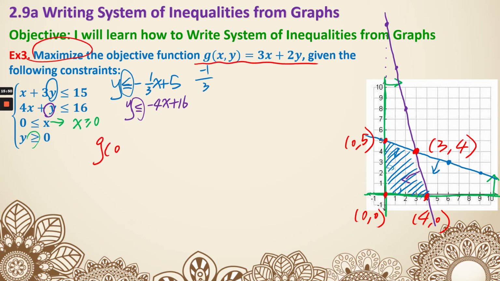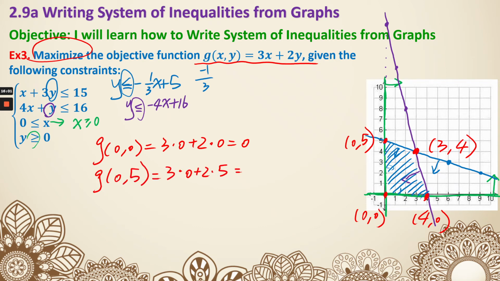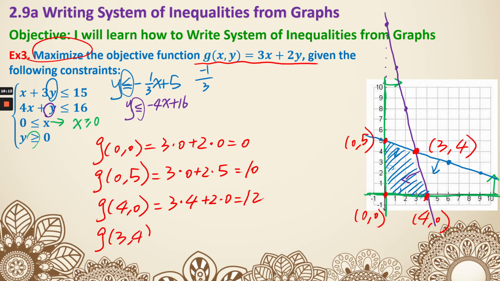So g of 0, 0. That's 3 times 0 plus 2 times 0, which is 0. Then I have g of 0, 5. That's 3 times 0 plus 2 times 5, which is 10. Then I have g of 4, 0, which is 3 times 4 plus 2 times 0, so it's 12. Lastly, I have g of 3, 4. That's 3 times 3 plus 2 times 4, which is going to be 9 plus 8, which is 17.